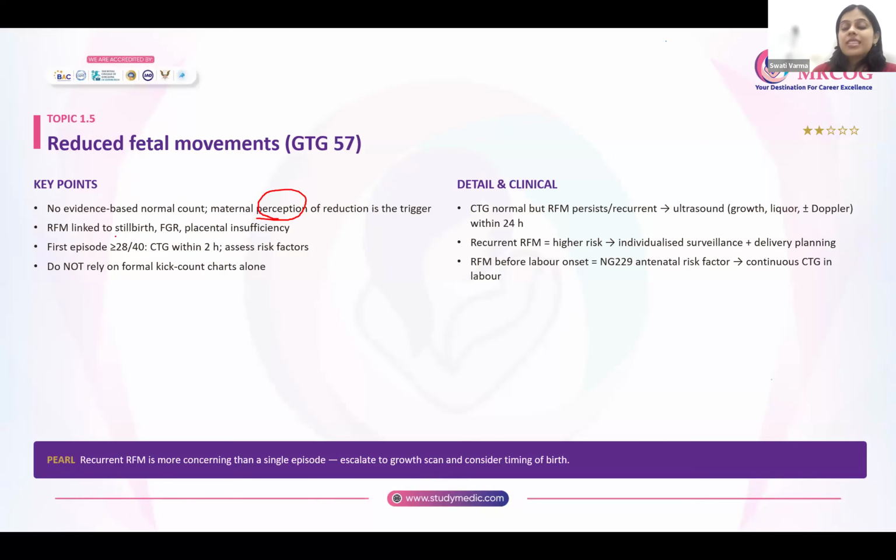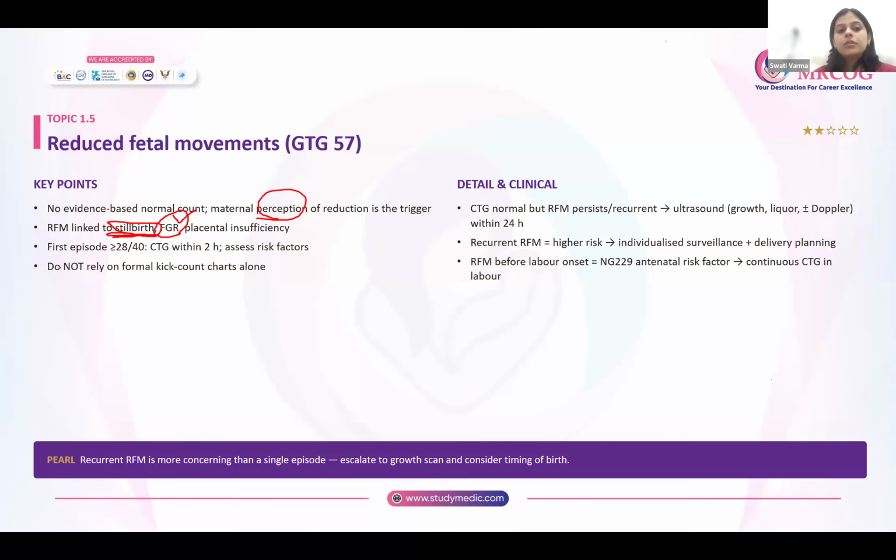Why? Because various adverse outcomes are linked to reduced fetal movements. The most common adverse outcome linked to RFM, again given in the latest GTG, is FGR, followed by various other adverse outcomes which include stillbirth, placental insufficiency, etc. The most common one is FGR.